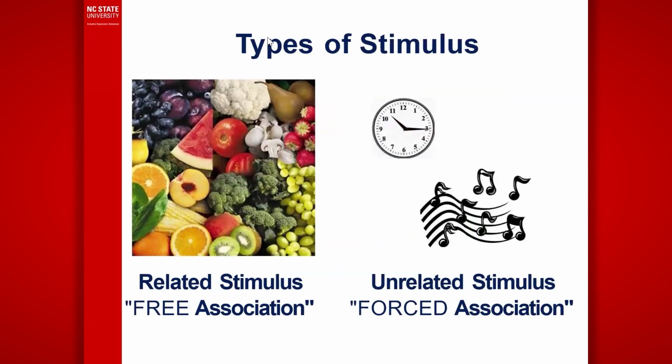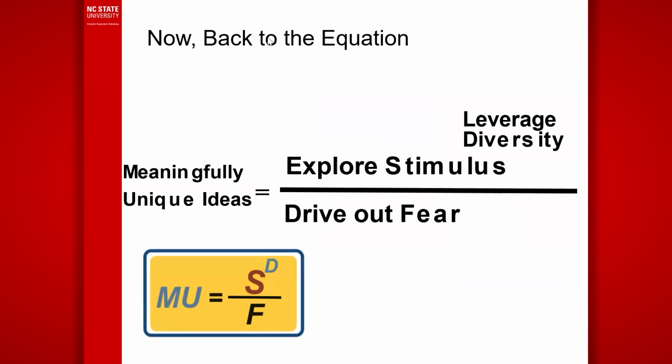So there can be lots of different types of stimulus. I don't have a lot of time to go into this. We don't spend a lot of time with this even in our half-day workshop, but there can be free association and related stimulus. There can be unrelated stimulus and forced association. There's a lot of different methods to use for creating stimulus, but stimulus is in the numerator. And so it's one of the things that we seek to maximize in our creativity sessions.